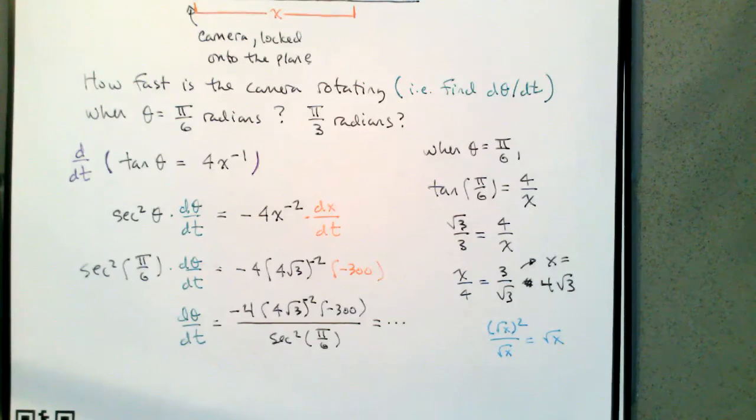I was originally going to move the 4x squared to the bottom because of the negative exponent, but then I just started writing it where it was and then forgot to keep the negative. So good catch.